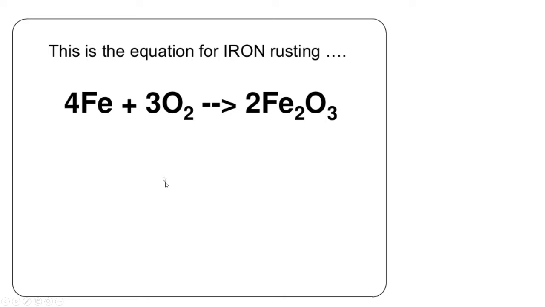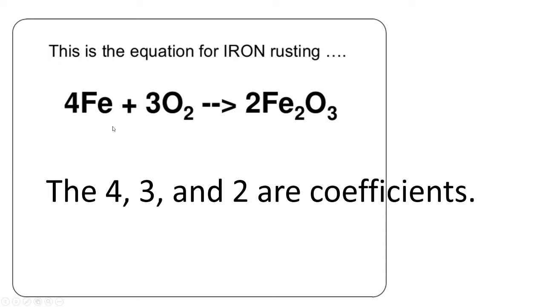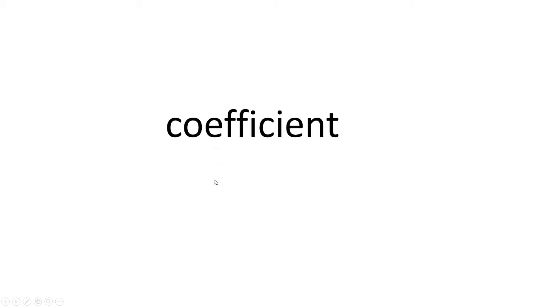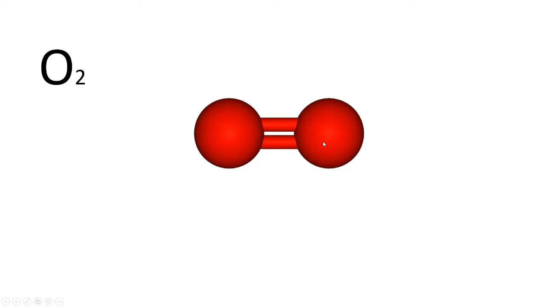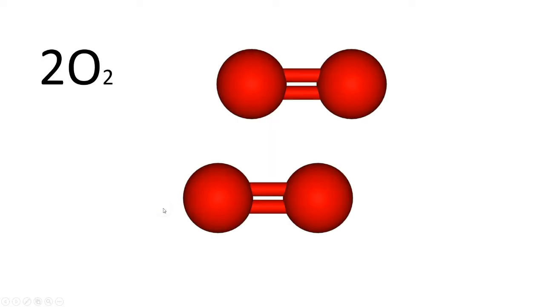All right, when you look at an equation like this, you will notice these large numbers, the 4, the 3, and the 2. The 4, 3, and 2 are coefficients. They multiply things in the equation. So let's just review what a coefficient is. Right now, you and I are breathing O2. That would be 2 oxygens bonded together. This is what O2 looks like, and this is how we represent it in a chemical equation.